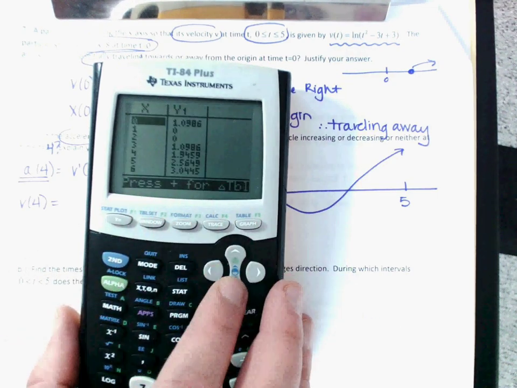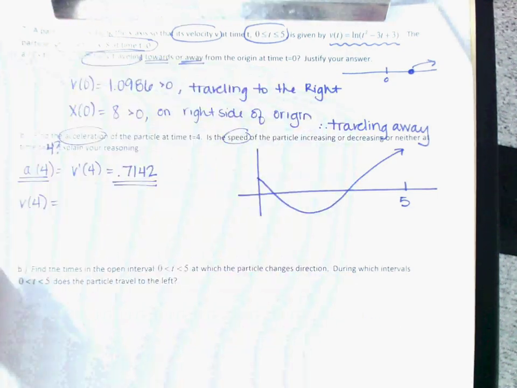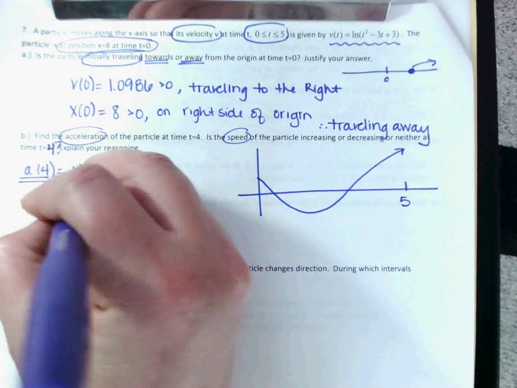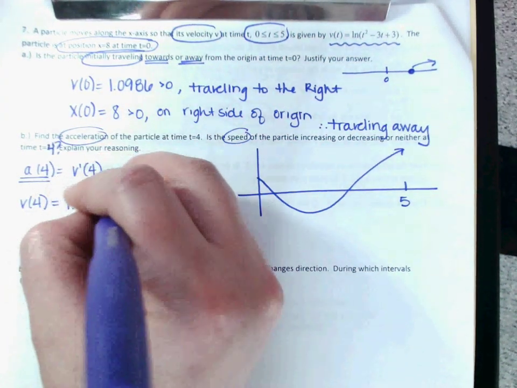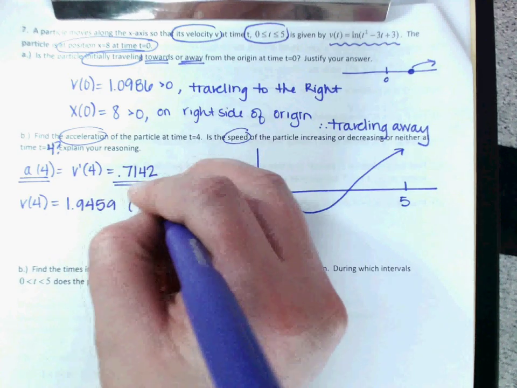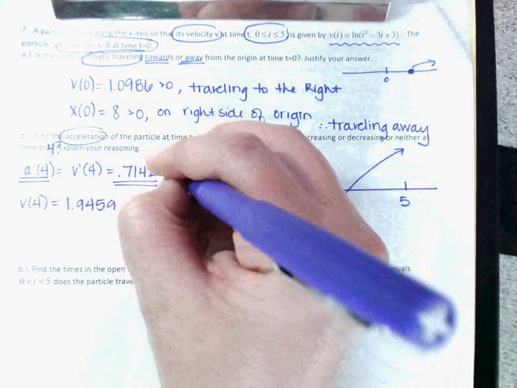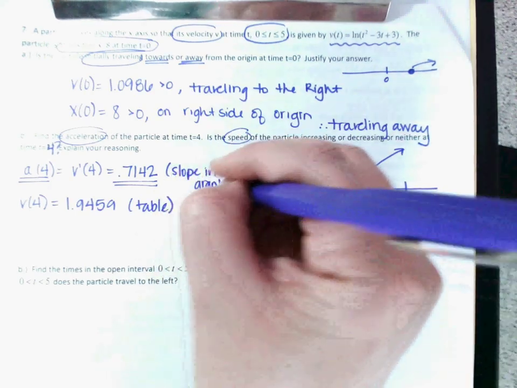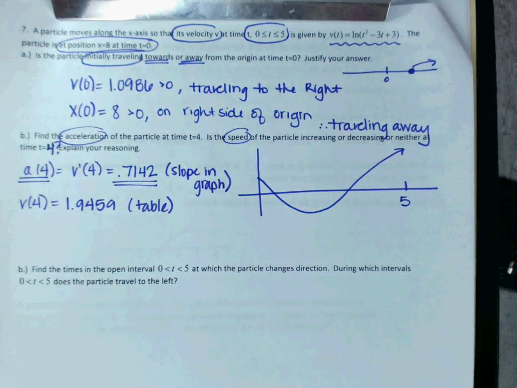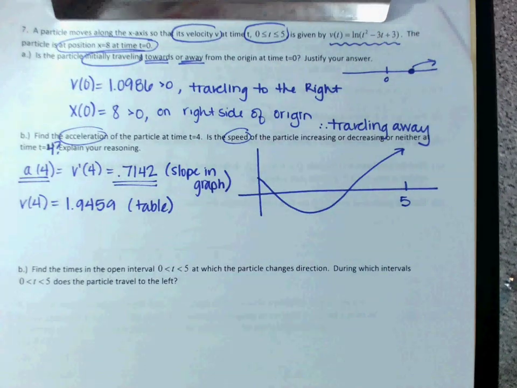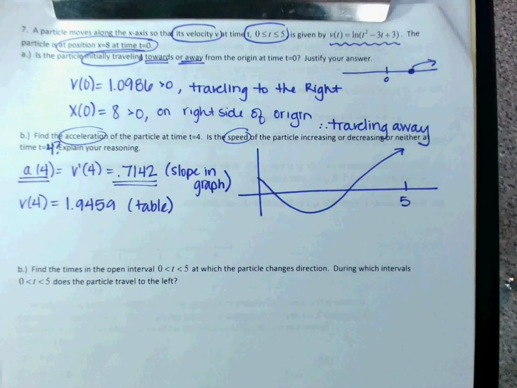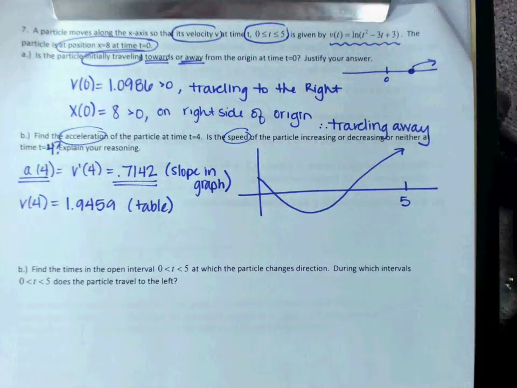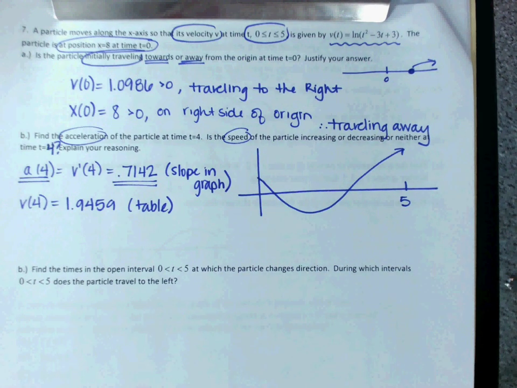So I'm going to go into my table. At 4, I see that my velocity is 1.9459. That is from the table in my calculator. This is the slope in the graph, because remember, my y1 is actually typed into my calculator. So from there, think about it and decide if it's speeding up or slowing down.